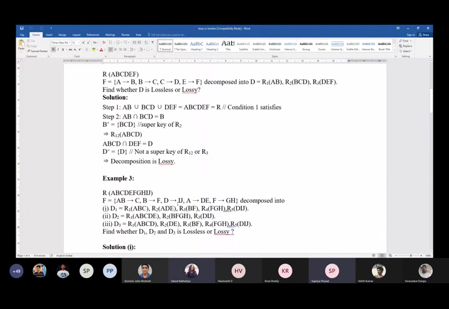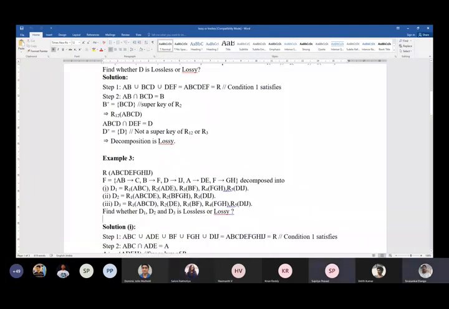It is a super key. R5 is DIJ. Correct. Saloni, right? Yeah, Saloni is correct.